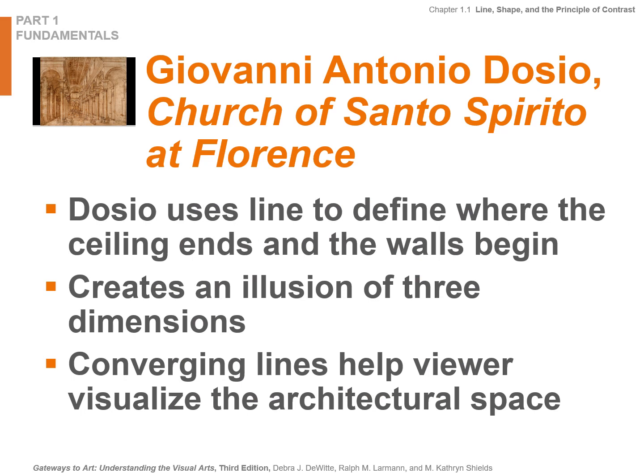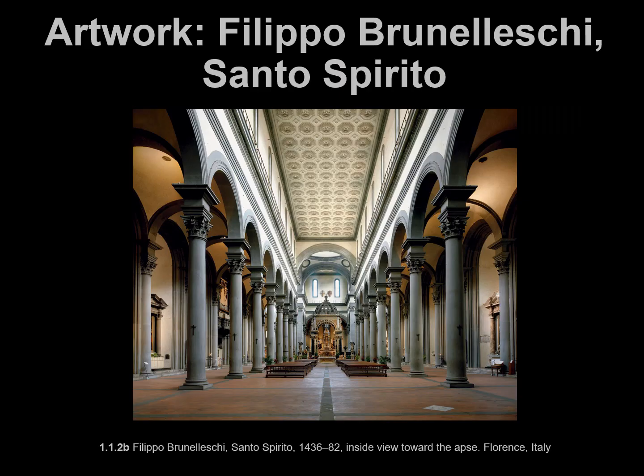Our text tells us that Dozio uses line to define where the ceiling ends and the walls begin. It creates the illusion of 3 dimensions or perspective. Those converging lines that I just drew for you help the viewer visualize the architectural space. And then this is the actual church. So you can see how the drawing itself, the design, becomes reality in this beautiful piece of architecture that is located in Florence, Italy, and was created between the years of 1436 and 1482.